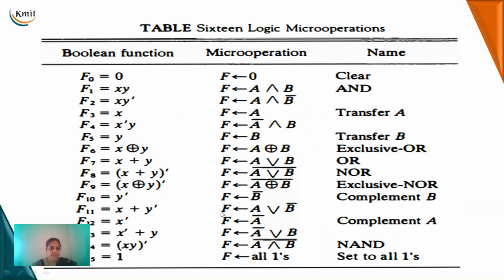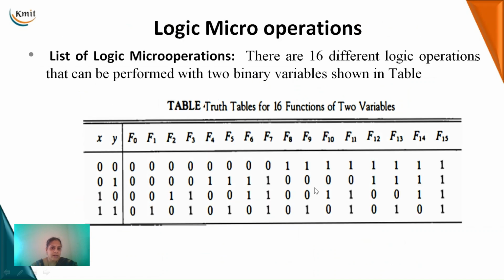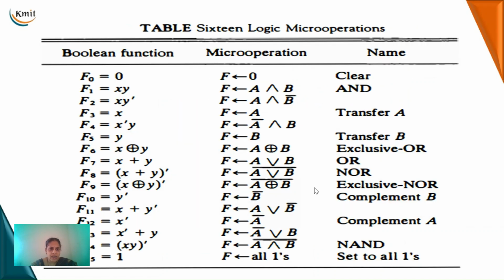Next F6, X XOR Y. So coming to the truth table of XOR, wherever you have one value as 1, it is 1. So if A value or B value, either of them is 1, the output will be 1. In all the remaining conditions, it is 0. So the same thing is applied here for function F6.